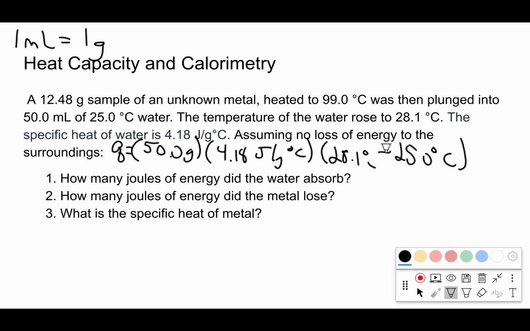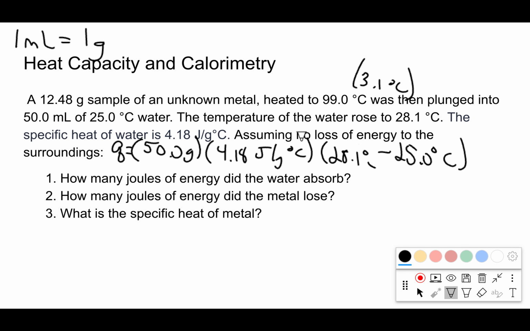If I do 28.1 minus 25, I've got to be really careful to keep my sig figs correct. Both of these have a digit in the tenths place, so I'm going to round to the tenths place. It's important to include all zeros. We don't want to change any number to change the significant figures. So the difference between these two is going to give me 3.1 degrees Celsius.